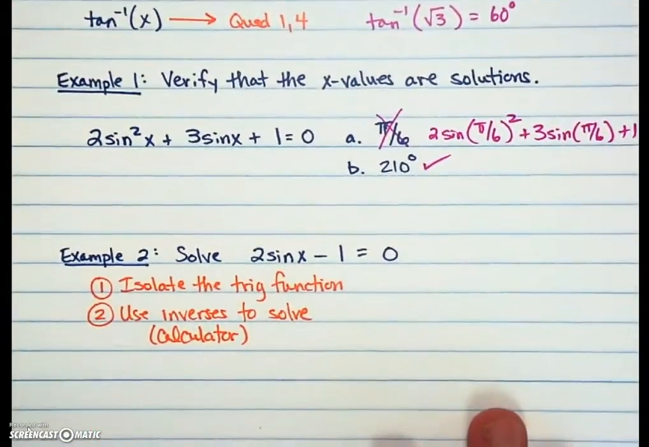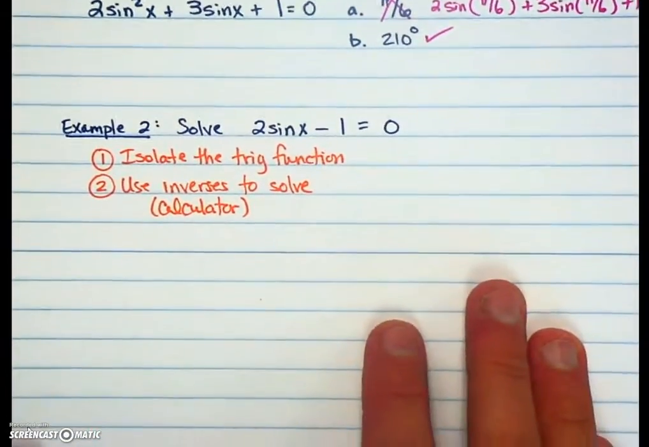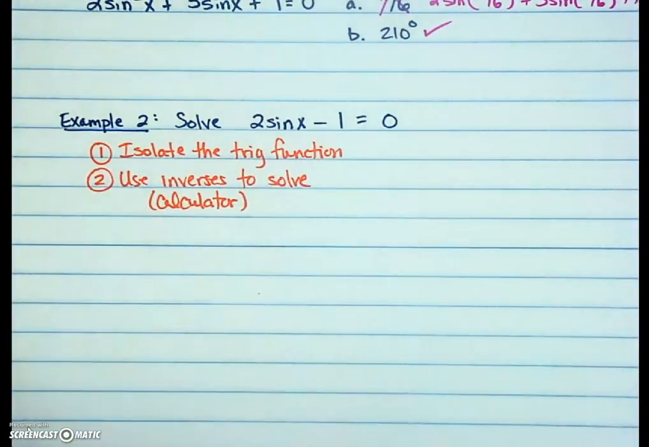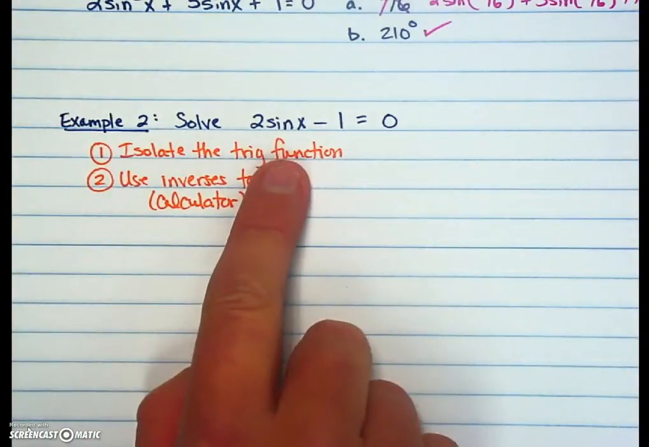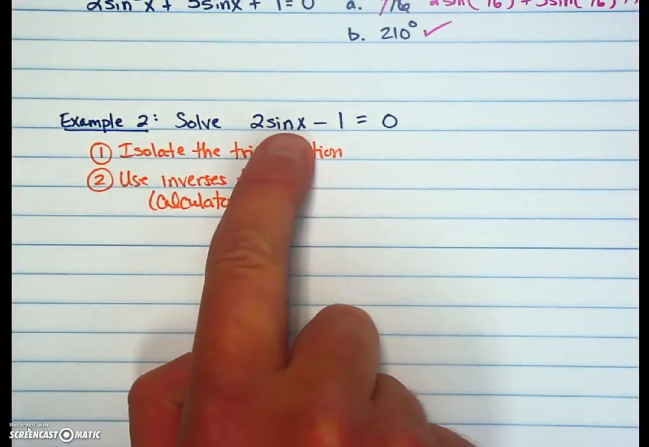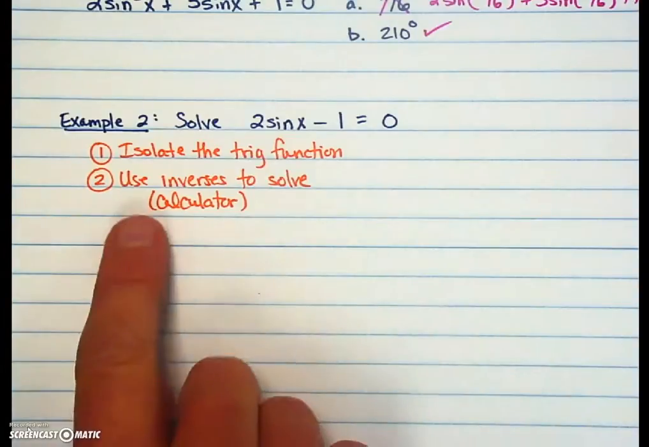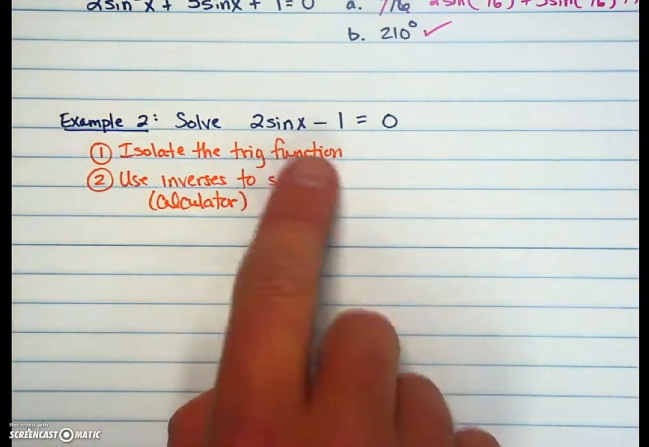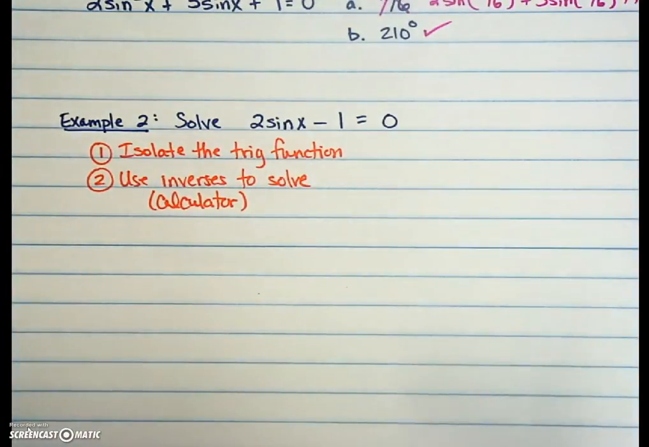Okay, example 2 here. This is what they're going to look like when we solve them. Solve 2 sine of x minus 1 equals 0. There are 2 things you need to do when you're solving trig equations. The first thing you need to do is isolate the trig function, in other words, get the sine of x by itself. And then once we do that, we can use our inverse properties to solve for x.